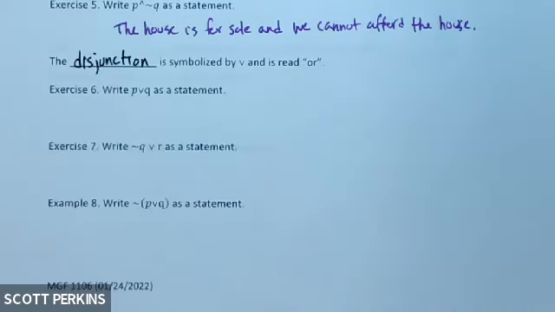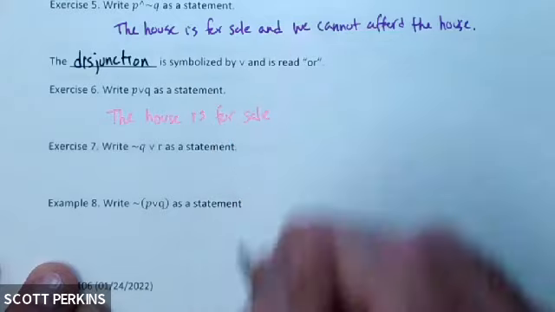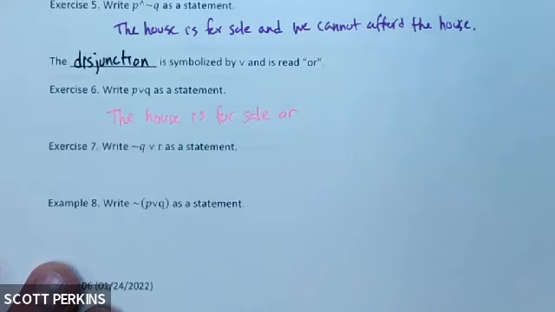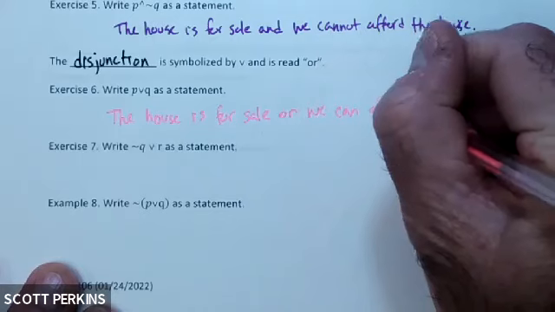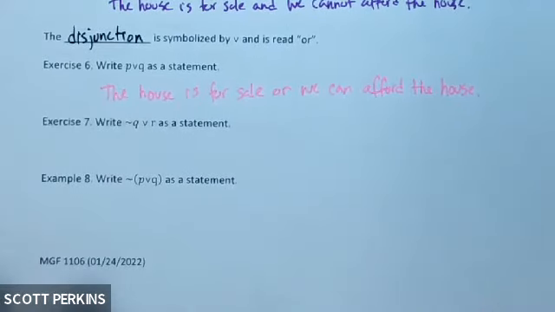So I'm going to just have you do exercise 6 real quick. Very straightforward is that first one. So I'm going to write P upside down caret Q as a statement. So that goes, the house is for sale. The upside down caret means or, so I'm going to write the word or here. And then Q is we can afford the house. If that feels all right to you, then please do the next exercise 7, where I combine the disjunction and the negation.